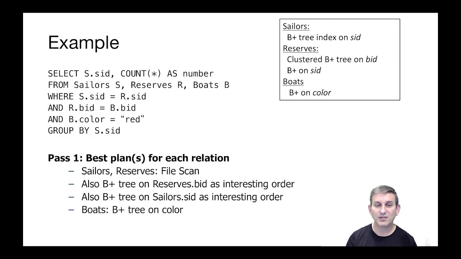We also have a B plus tree on sailors.sid, which could be used in the join of sailors and reserves, and also could be used in the group by. So that's an interesting order. And on the boats table, we have this B plus tree on color, which is interesting because we can satisfy the selection predicate b.color. And that may simply be the optimal plan for accessing boats.